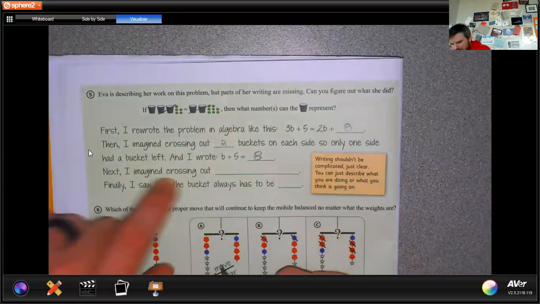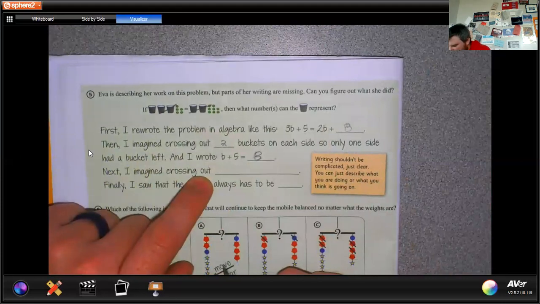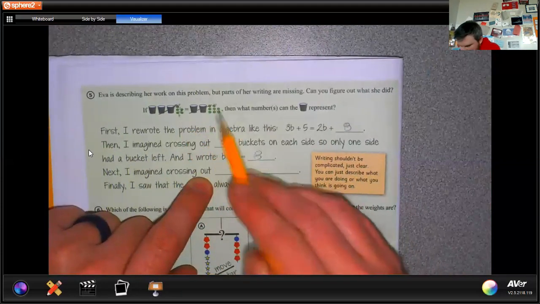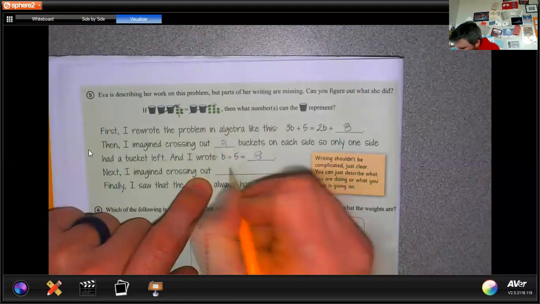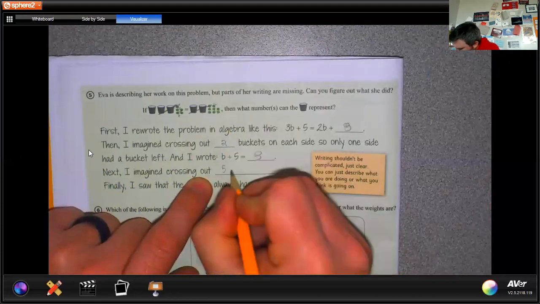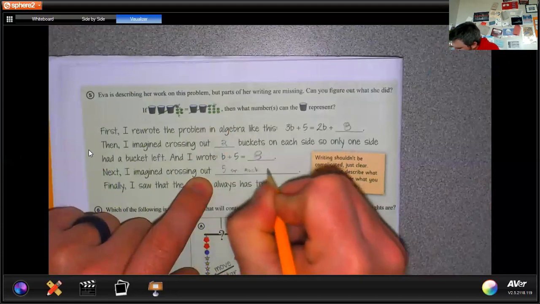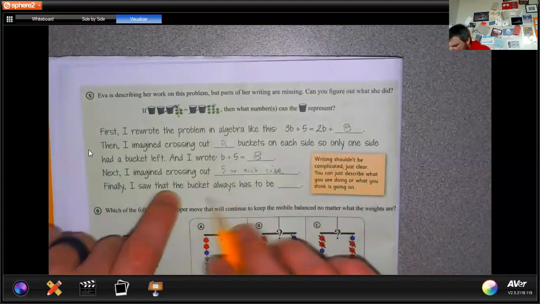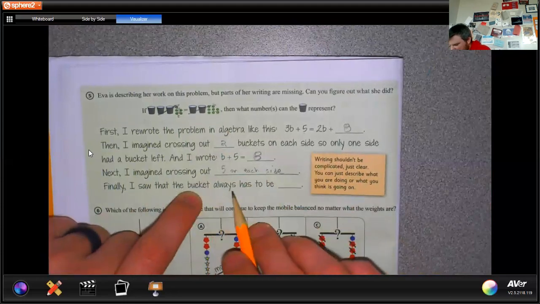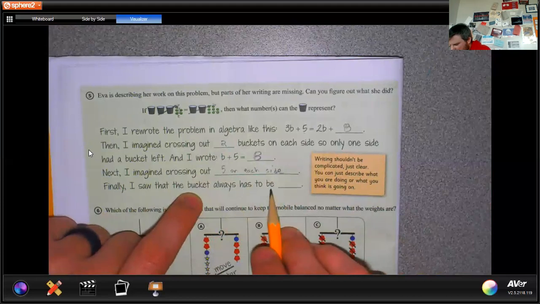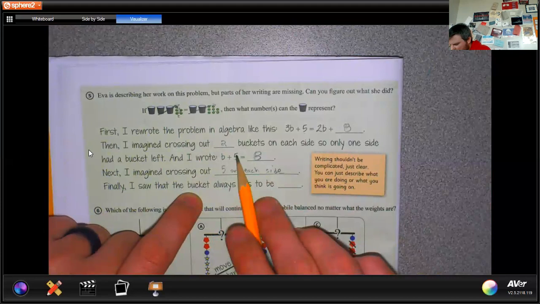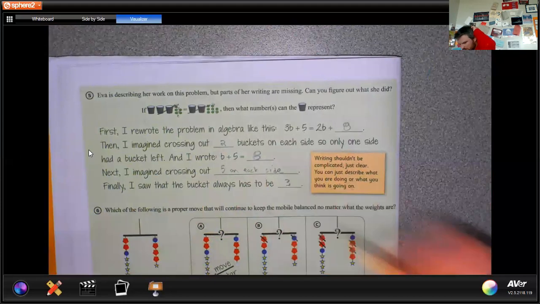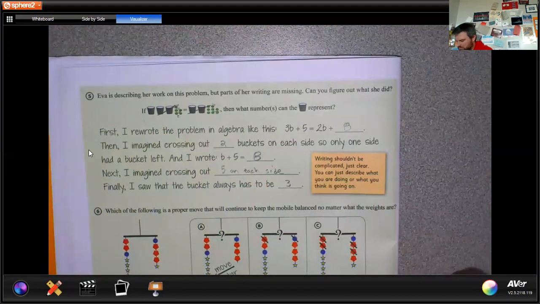Next, I imagine crossing out, okay, what should she cross out? Looks like marbles, maybe 5 marbles on each side. So 5 on each side, just kind of matching what she wrote up there. Finally, I saw that the bucket always has to be, well, she crossed out the 5 here and got rid of 5 here, so a bucket has to be 3, because 8 minus the 5 gives you the 3.